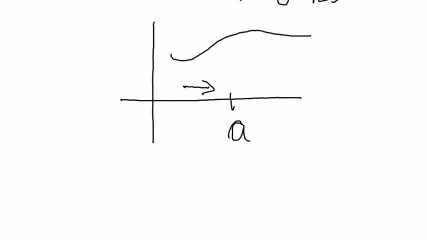So in the left-hand limit, all your values are lesser than a as you're approaching the limit, right? And for the right-hand limit, it's the opposite, right? All your values are greater than a, and we only say that a limit exists if the left-hand limit equals the right-hand limit.